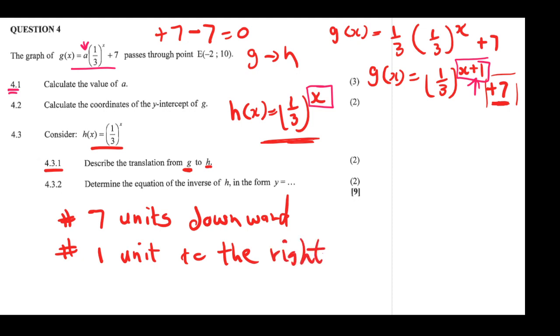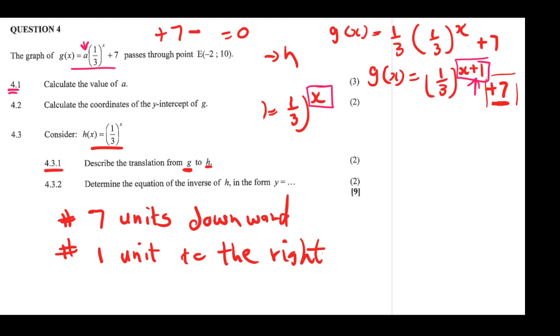Why 1 unit to the right? Because this x plus 1 is actually moving to the left. It's x equals minus 1, moving to the left. So to move it to the right, you have to add 1, and then it's going to be x equals 0. So yes, it's moving to the right. So that is the translation of this problem here: 7 units downwards and 1 unit to the right.